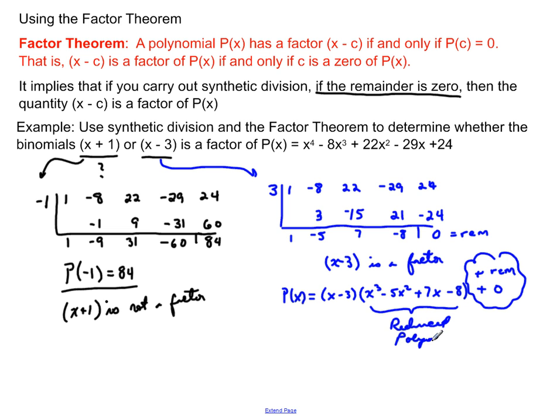And so if we are interested in finding zeros of a polynomial, we can use this reduced polynomial to help us out now, because x minus 3 as a linear factor is already factored out. So that's a really useful thing for us, and we'll use that. More to come.